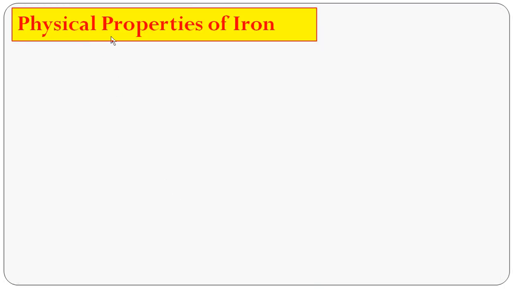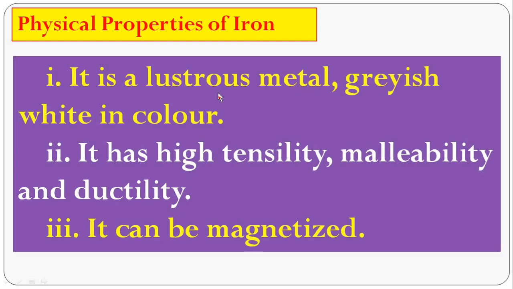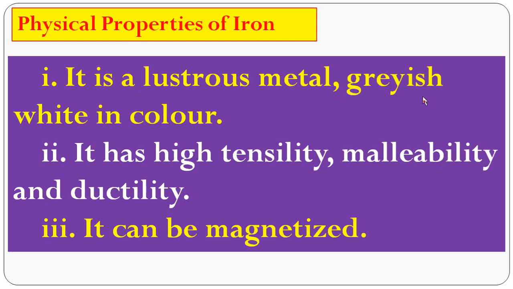Now come to the physical properties of iron. What is the color of iron? Grayish white in color, and it is a lustrous metal. The next one, it has high tensility, malleability and ductility. It forms into sheets and wires. The third one, it can be magnetized also.